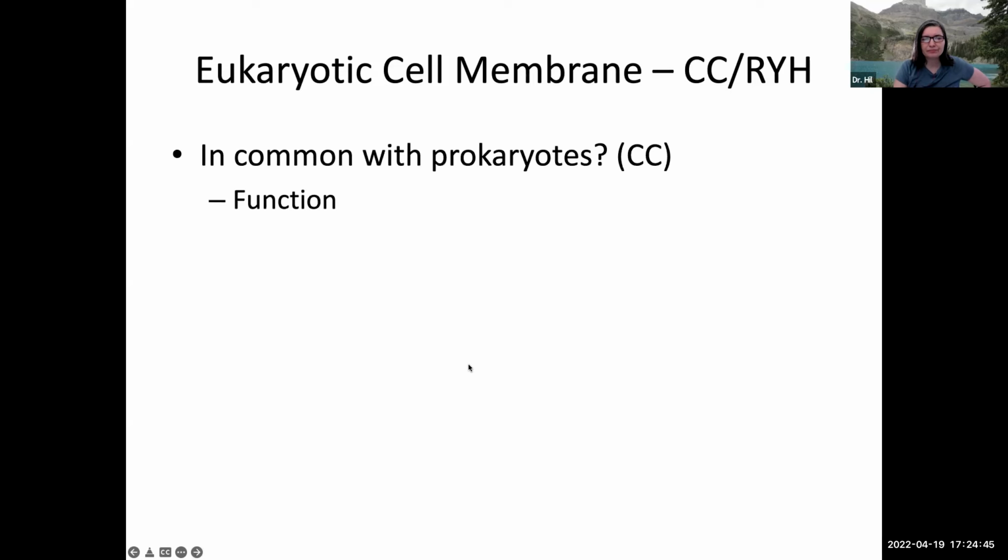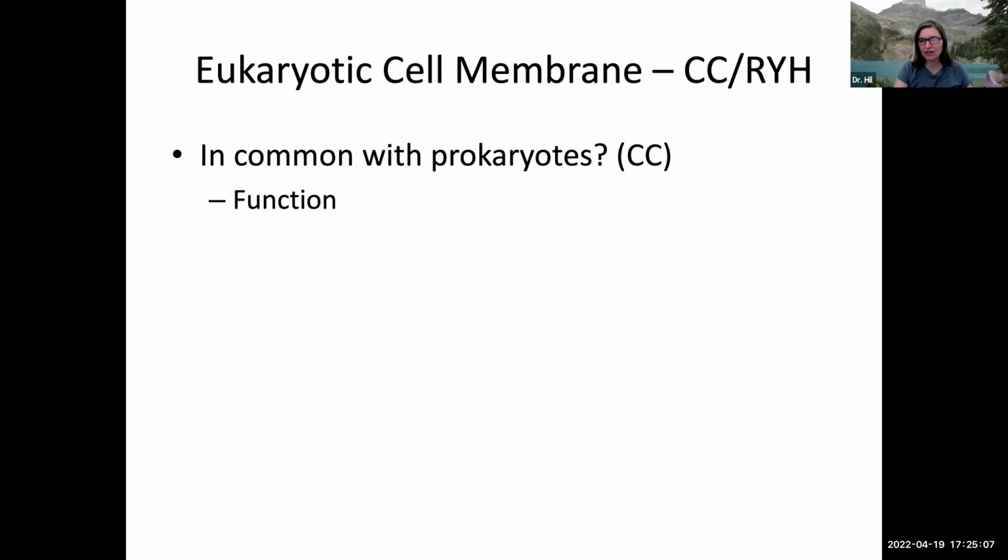Now, what is a common function that the eukaryotic cell membrane shares with the prokaryotic cell membrane? We talked about the function of the cell membrane, and in prokaryotes, there were a couple of things. What function do these two membranes share, or what do they have in common? Write that into the chat.